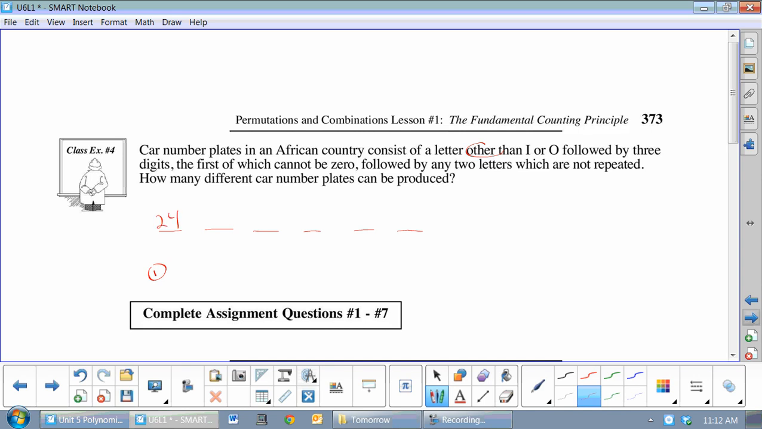Now, African country, consists of a letter other than I or O, got that one, followed by 3 digits. The first cannot be 0. So let's put that in brackets. Followed by 3 digits. So I'm dealing with this part right now. First one cannot be 0. So how many choices for the first one? 9. Second one? 10. And the third one? 10. Okay? Followed by 2 letters which are not repeated.